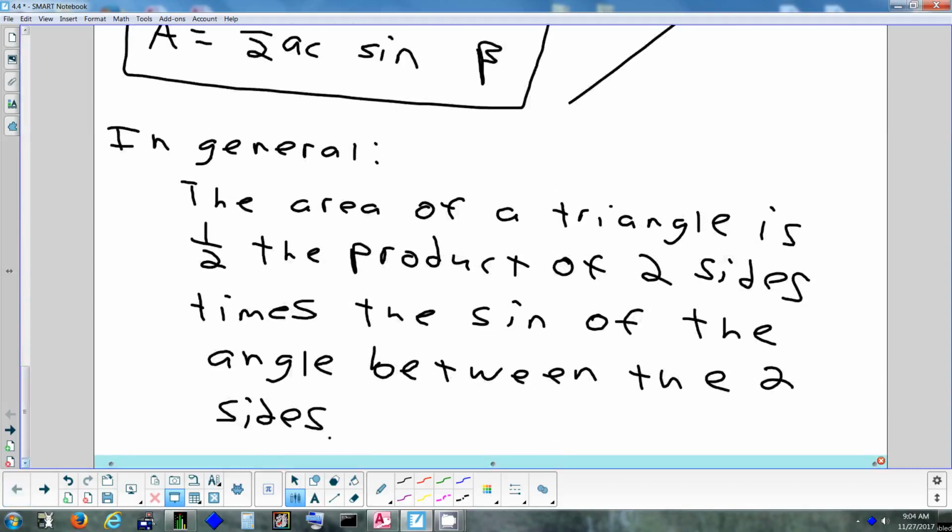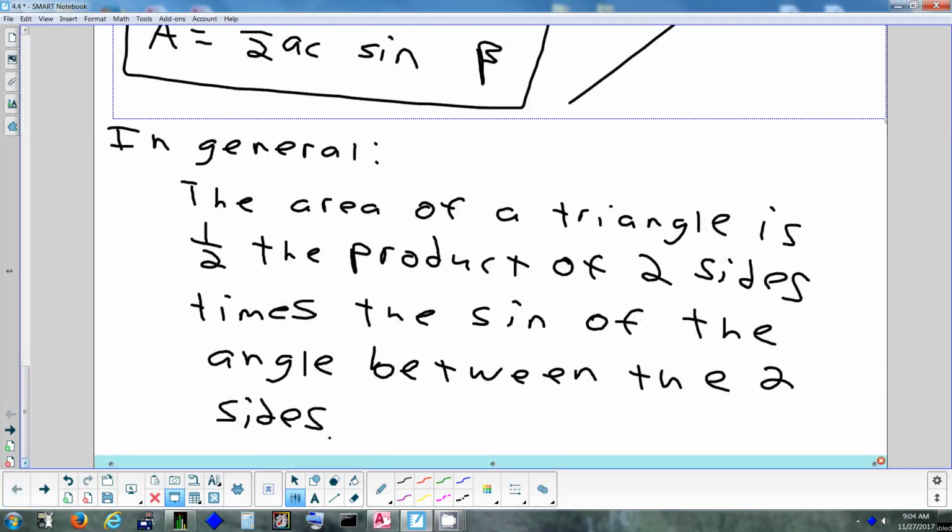Okay, so this gives you another way to find the area of a triangle. Still based on the idea that it's 1/2 base times height, except you use trigonometry to find the height, and that's built into the formula. You don't have to go through and think about opposite over hypotenuse. It's already built in for you. That's what the sine is. Okay, any questions on that?